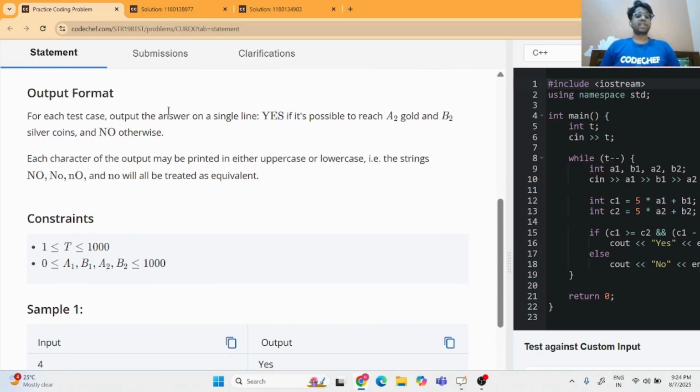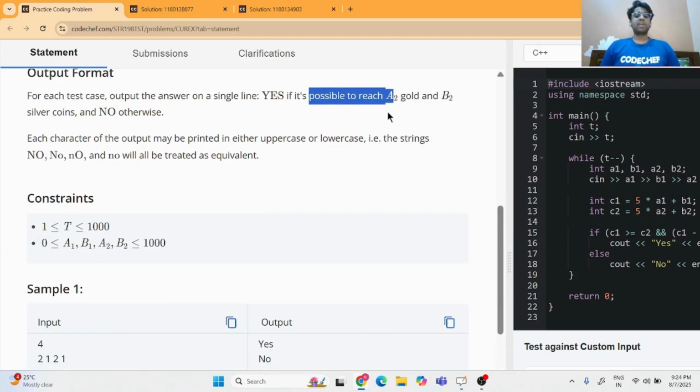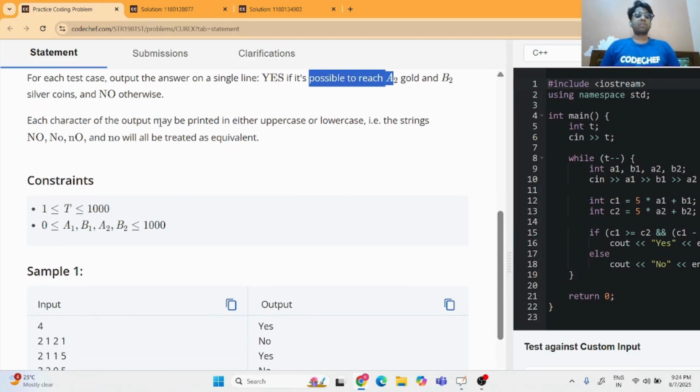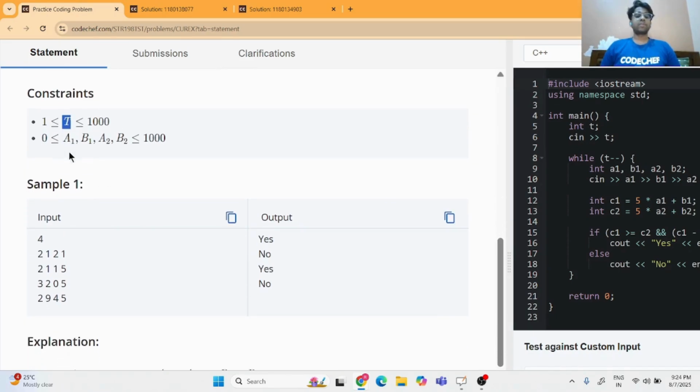Output format. For each test case, output the answer on a single line. Yes, if it is possible to reach A2 gold and B2 silver coins, and no otherwise. Constraints: T lies from 1 to 1000. A1, B1, A2, and B2 lie from 0 to 1000.